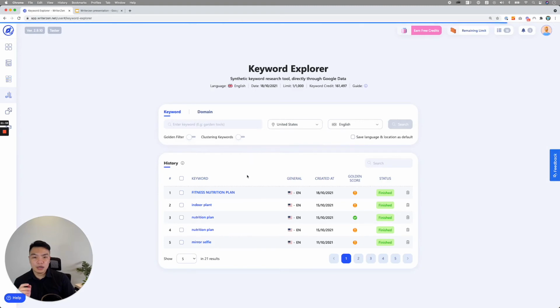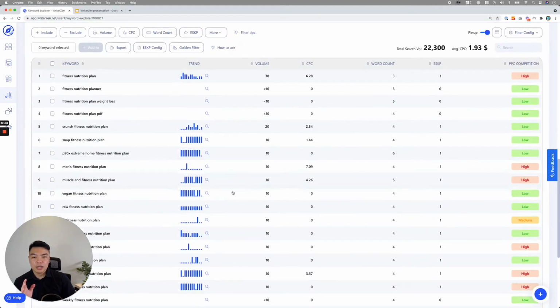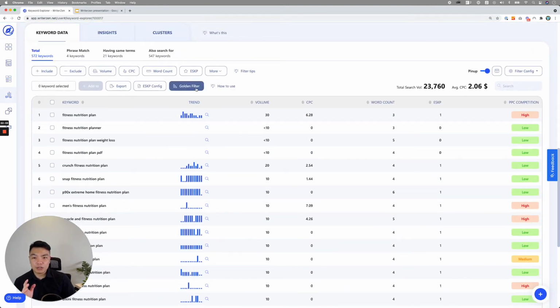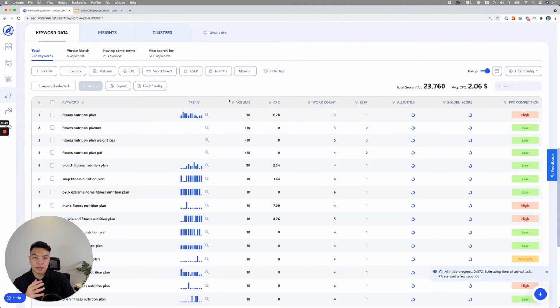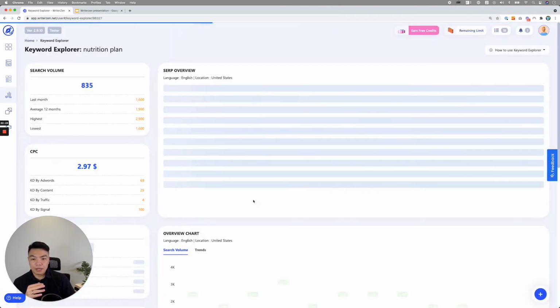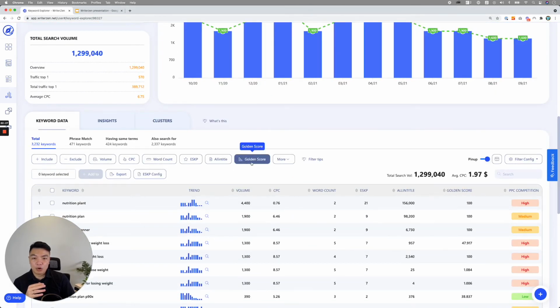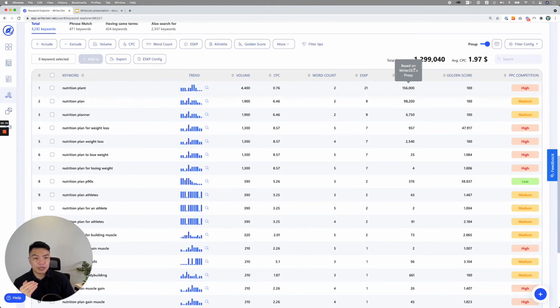If you go into a new keyword like this, there will be a button called Golden Filter, and simply click on it and click confirm, and we will use the keyword credits that you have to find out all those golden keywords for you, using our golden score mechanism. So just click confirm, and it will go into this measuring, and after that is done, it will appear something like this here. There's a golden score, and golden score now becomes a filter for you, right? As you can see here, the data is presented to you.